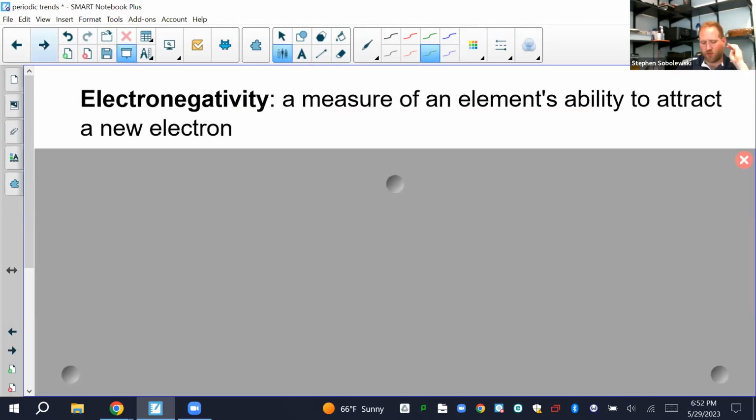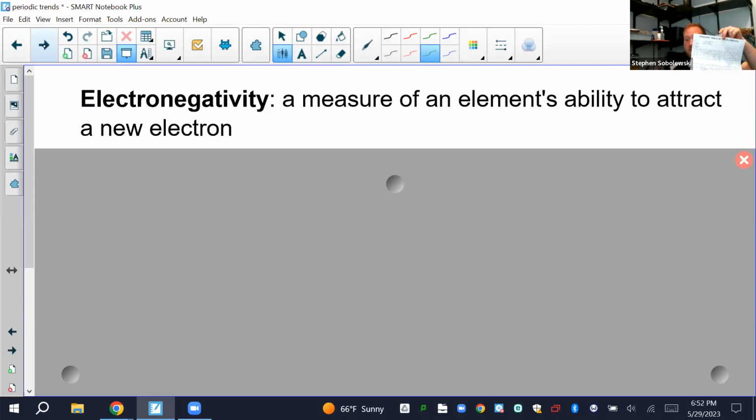The last trend, fourth and final one, is called electronegativity. This is a measure of an element's ability to attract a new electron. So before I reveal anything else here, just think about it. Which elements want to attract new electrons? Think about it. Hopefully you're saying things like halogens or the oxygen group.